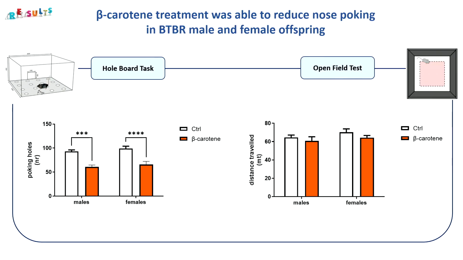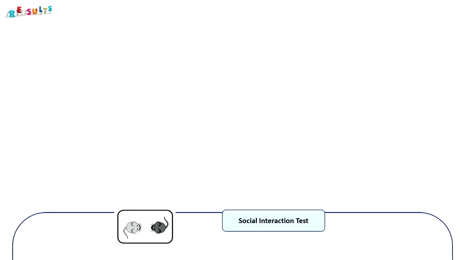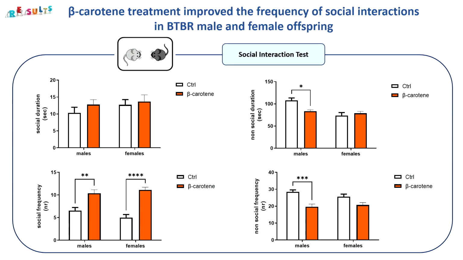Also, we found that beta-carotene was able to reduce nose poking in the hole-board task in male and female offspring. And in the social interaction test, we found that beta-carotene treatment was able to improve the frequency of social interactions, both in male and in female offspring.